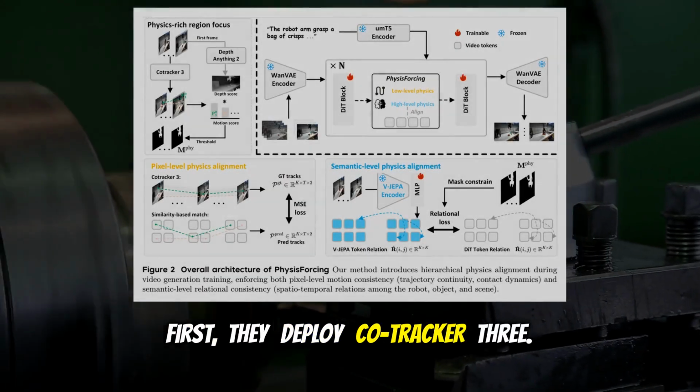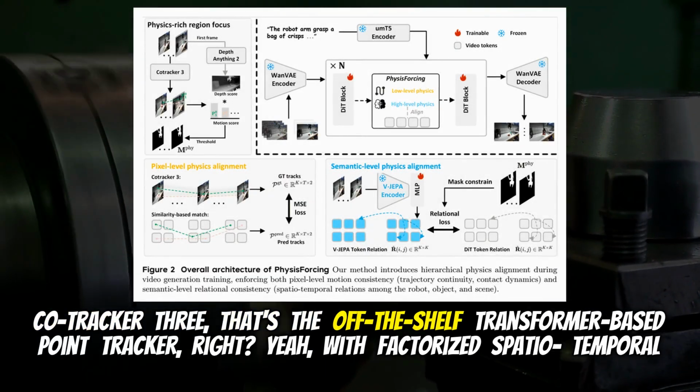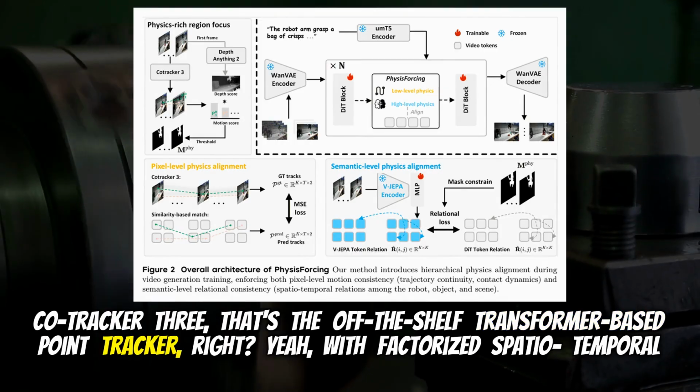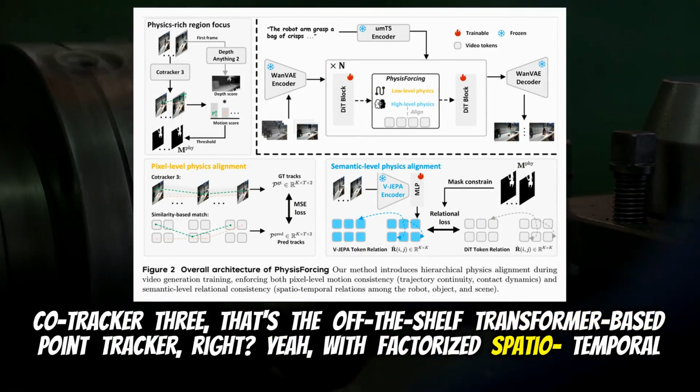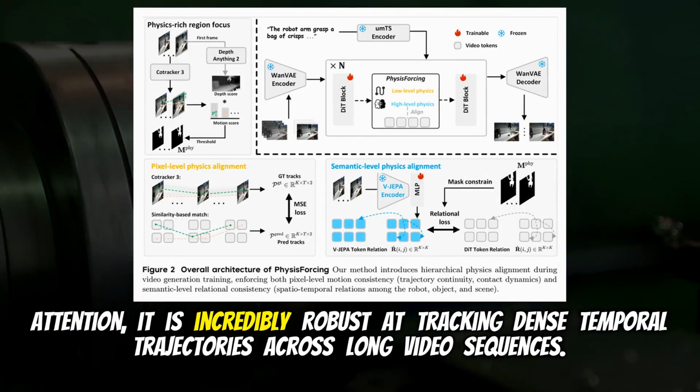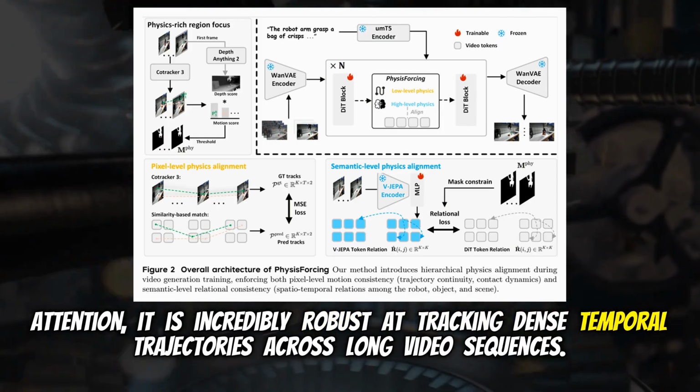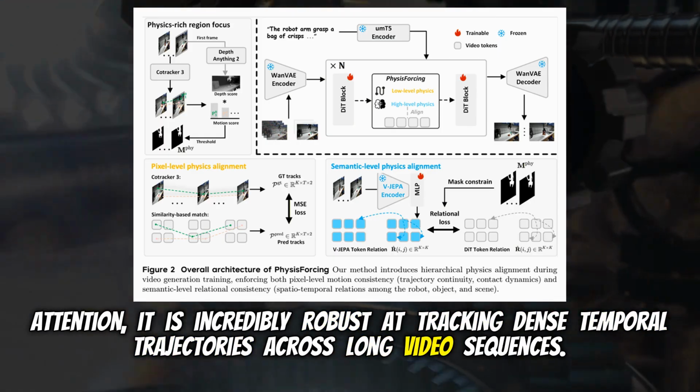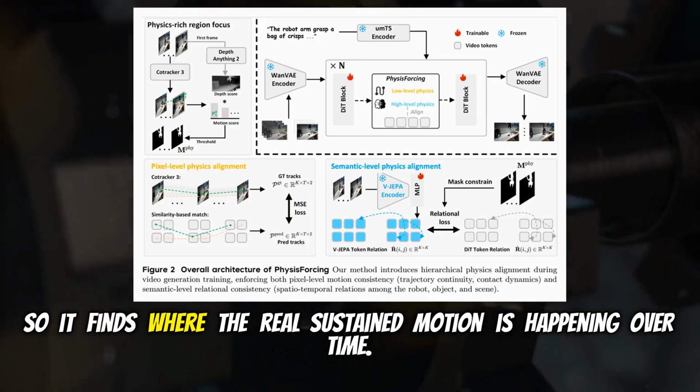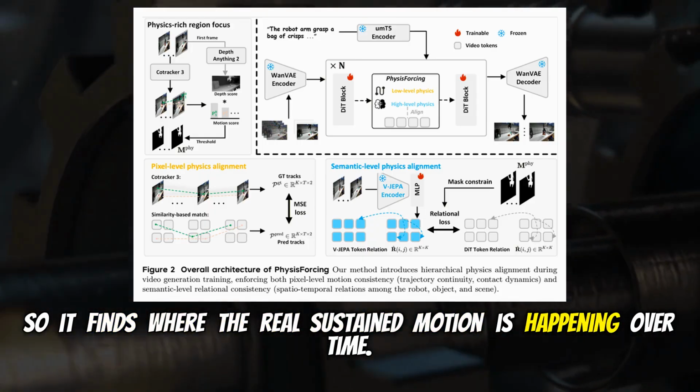First, they deploy CoTracker 3. That's the off-the-shelf, transformer-based point tracker, right? Yeah, with factorized spatiotemporal attention, it is incredibly robust at tracking dense temporal trajectories across long video sequences. So it finds where the real sustained motion is happening over time.